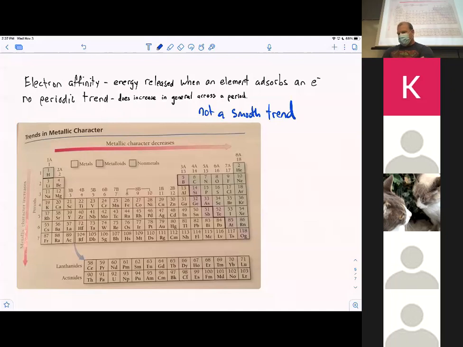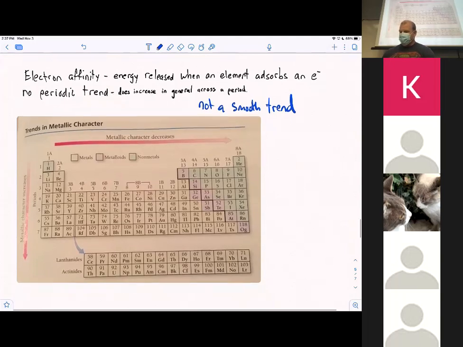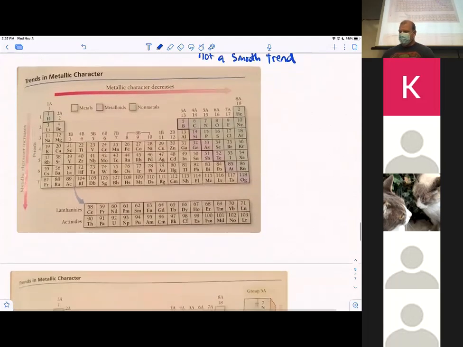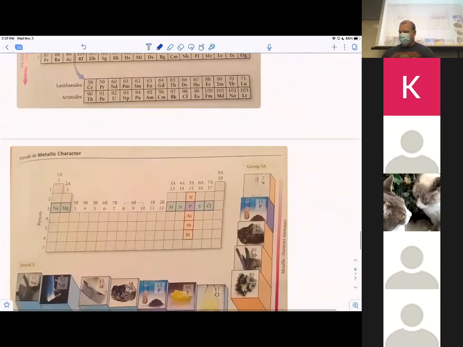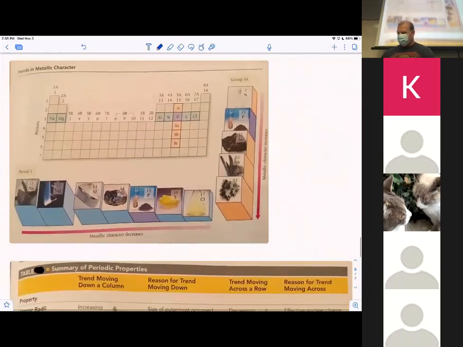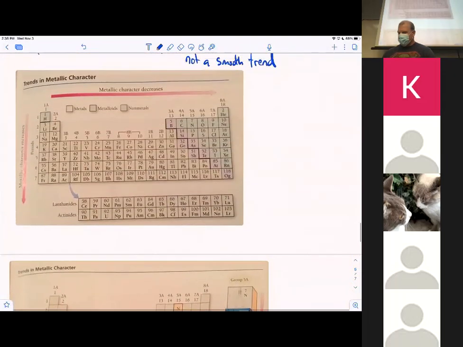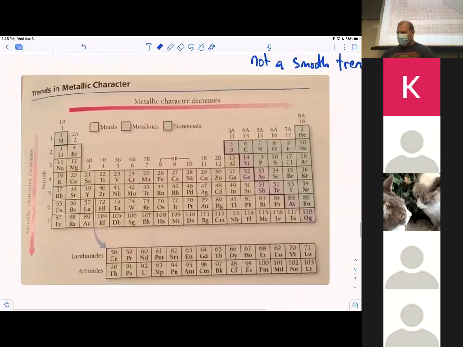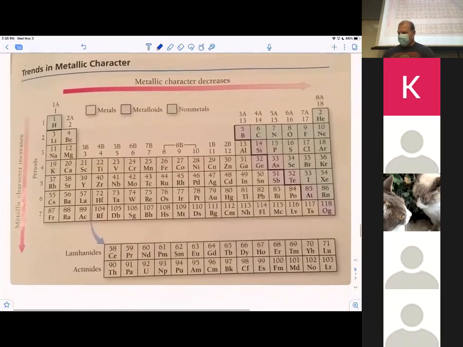Some of the noble gases have negative electron affinities, and that doesn't make any sense because they have a full shell. Why would that happen? Negative meaning energy released, exothermic. Yeah. But it's not a smooth trend, so we just can't really do that. And then there is the trend that the textbook talks about. I don't really like this trend, but I'll teach it anyway.